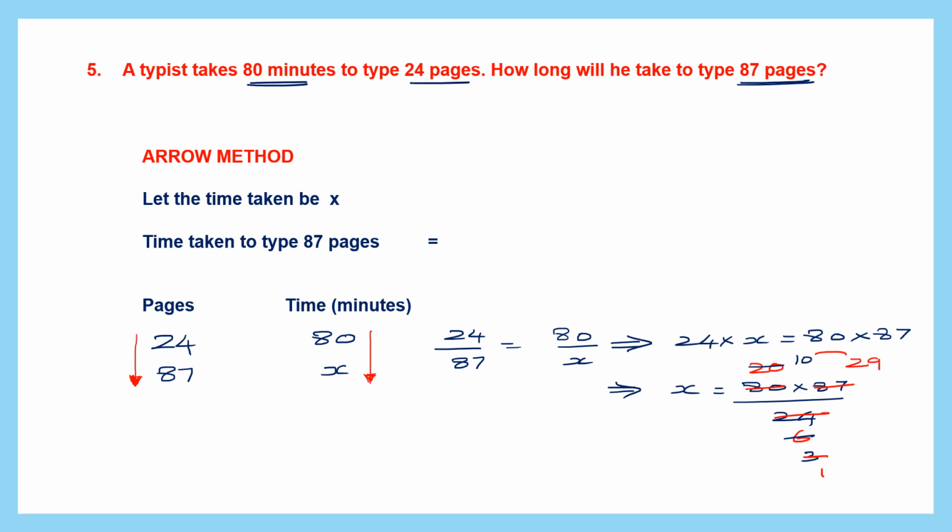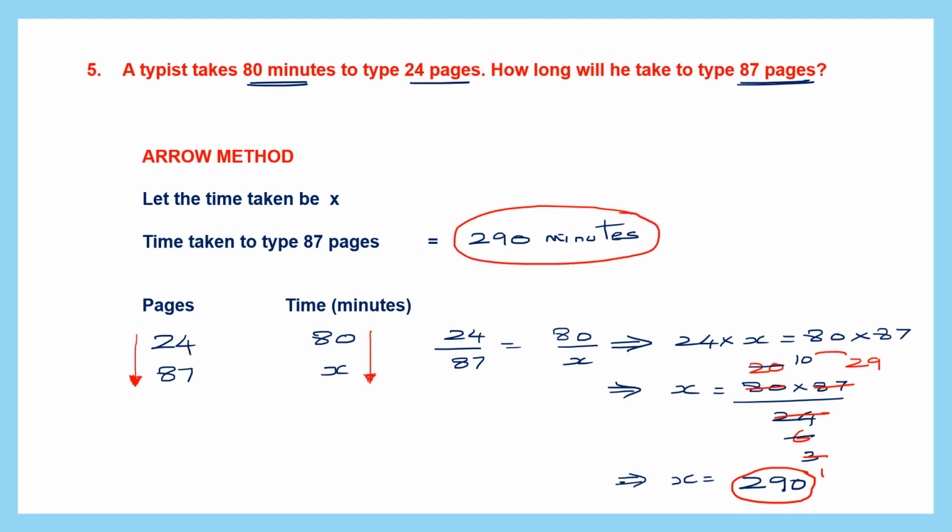Now let's multiply the numerators. 10 into 29, that is x is equal to 10 into 29 is 290. So we have found the value of x to be 290. Now what is x? We said let the time taken be x. So the time taken to type 87 pages is 290 minutes. So let's write that 290 minutes. As you can see, we got the same answer, just that we have done this in a different method.